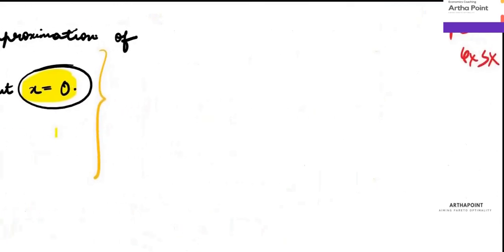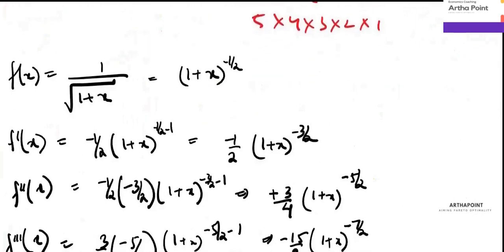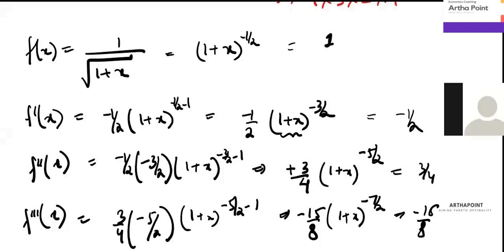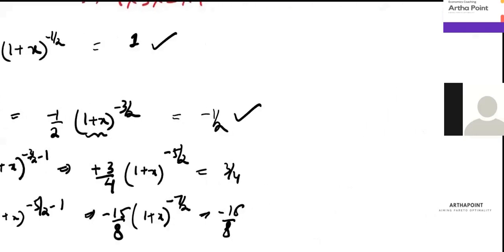I'm going to get here 1. I'm going to get here minus half, because this will become 1. 1 to the power anything is 1. I'll get 3 by 4 and I'll get minus 15 by 8. So I have been able to find the derivatives of the function. These are the values that I have got.